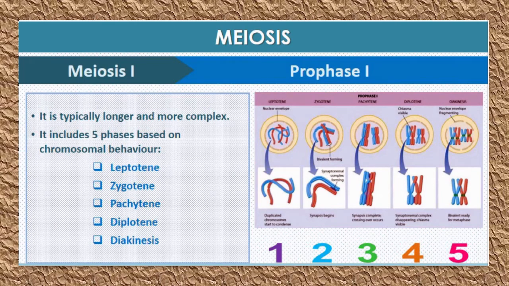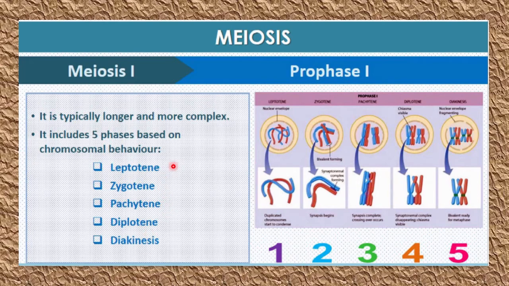So what is prophase 1 and what happens during prophase 1? It is typically longer and more complex. This is the stage which is typically longer and more complex than other stages. It includes 5 phases based on chromosomal behavior. In behavior you can see here all patterns are different. So based on the pattern of chromosomal behavior, they can be divided into 5 stages. Though it is a continuous process, based on the chromosomal pattern you can divide it into 5 stages, and that includes leptotene, zygotene, pachytene, diplotene, and diakinesis.